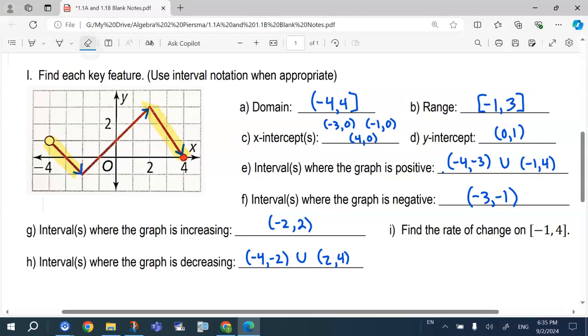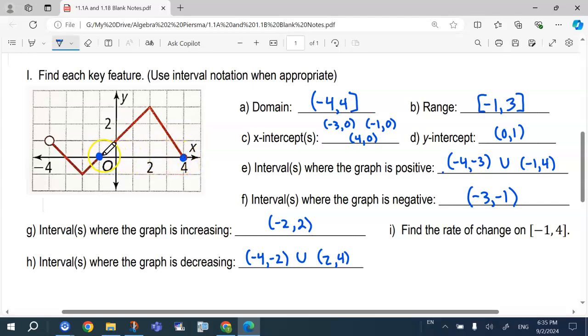All right. Lastly, we're going to find the rate of change from this x value of -1 to this x value of 4. So step one is note where those points are on the graph. So when x is -1, I have a point there. And when x is 4, I have a point here. So I can actually immediately see that the slope between this point and this point is 0. It's flat the whole time.